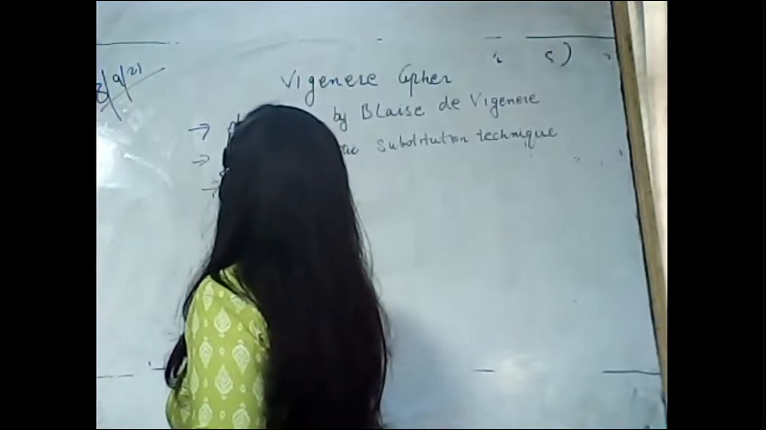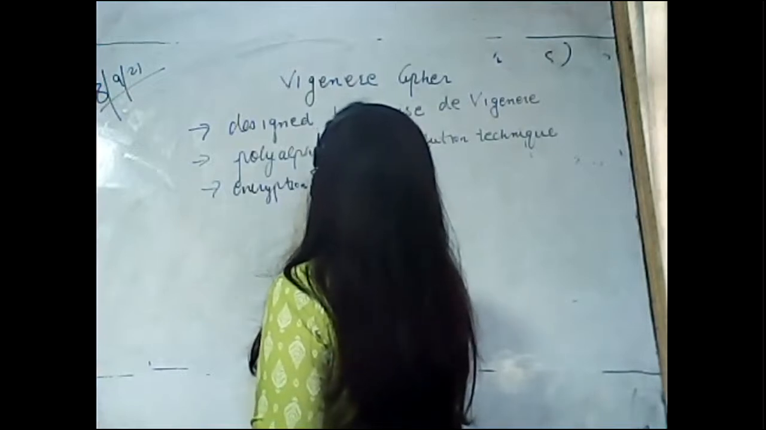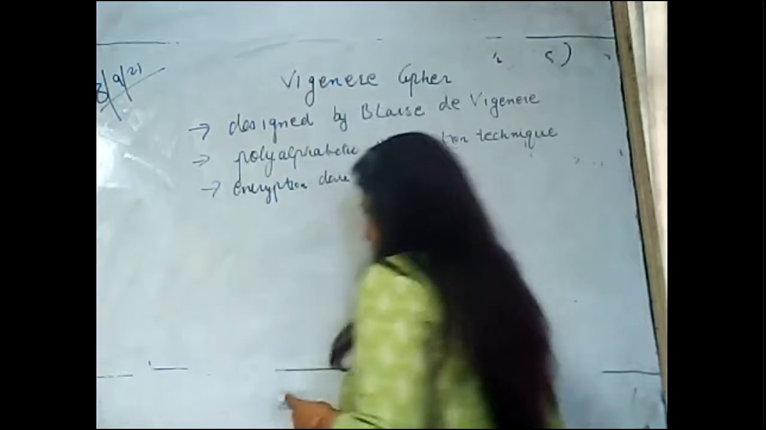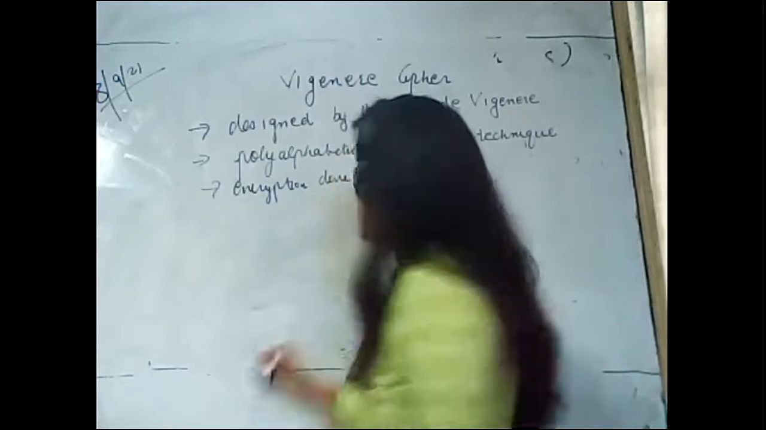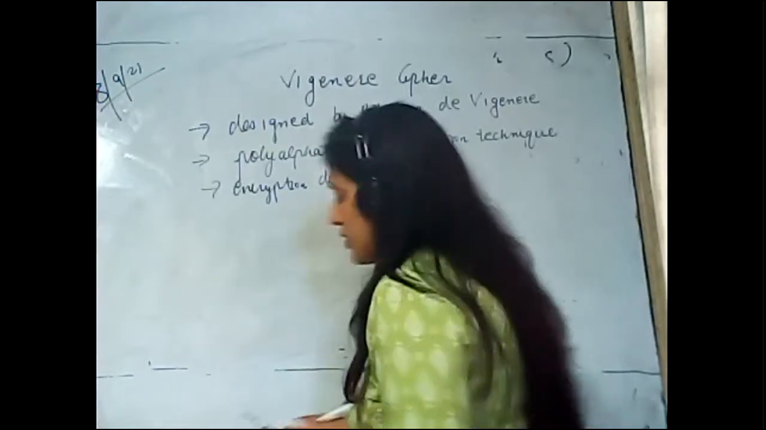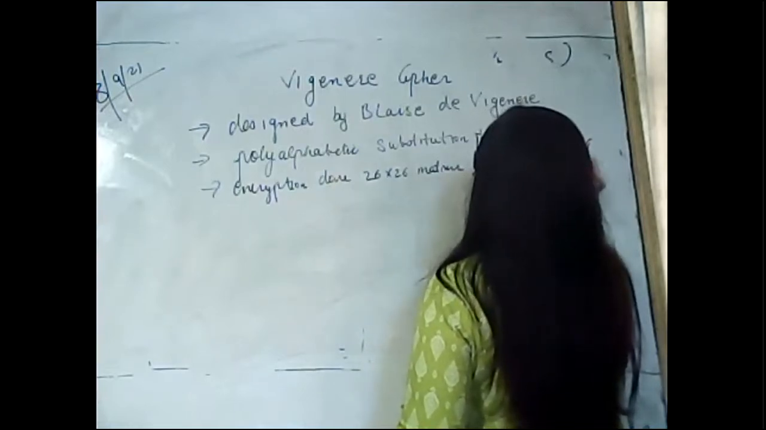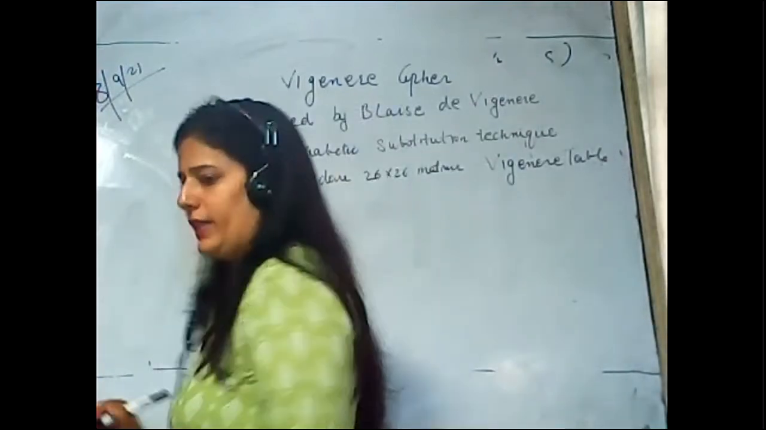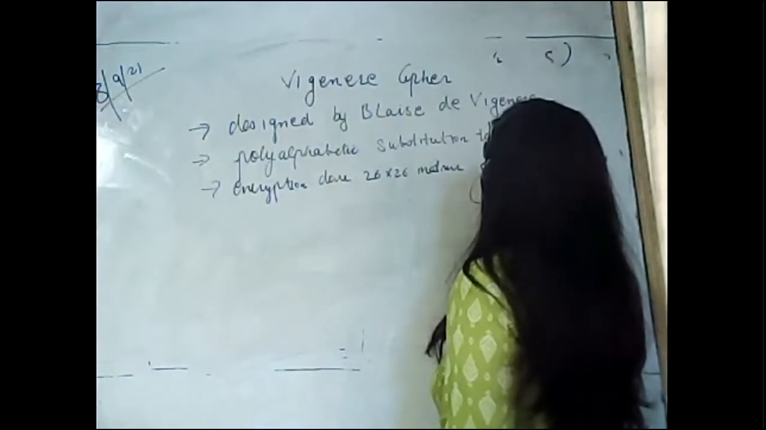Now, encryption in this algorithm is done using a 26 by 26 matrix. We usually perform encryption here by using a table, a 26 by 26 matrix, and this table is known as a Vigenere table. It is used to find the ciphertext. So why do we require this table? To find the ciphertext.